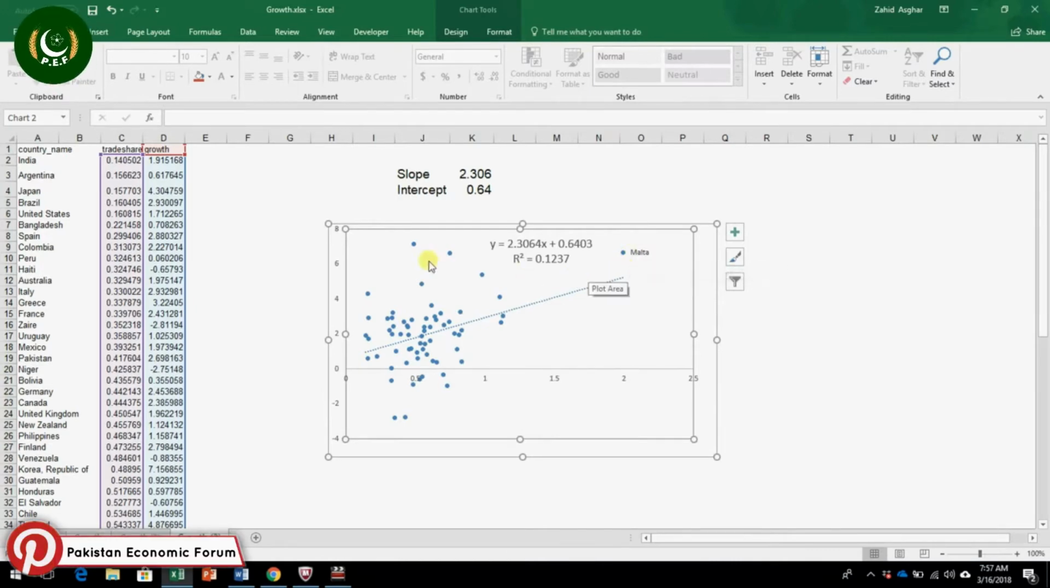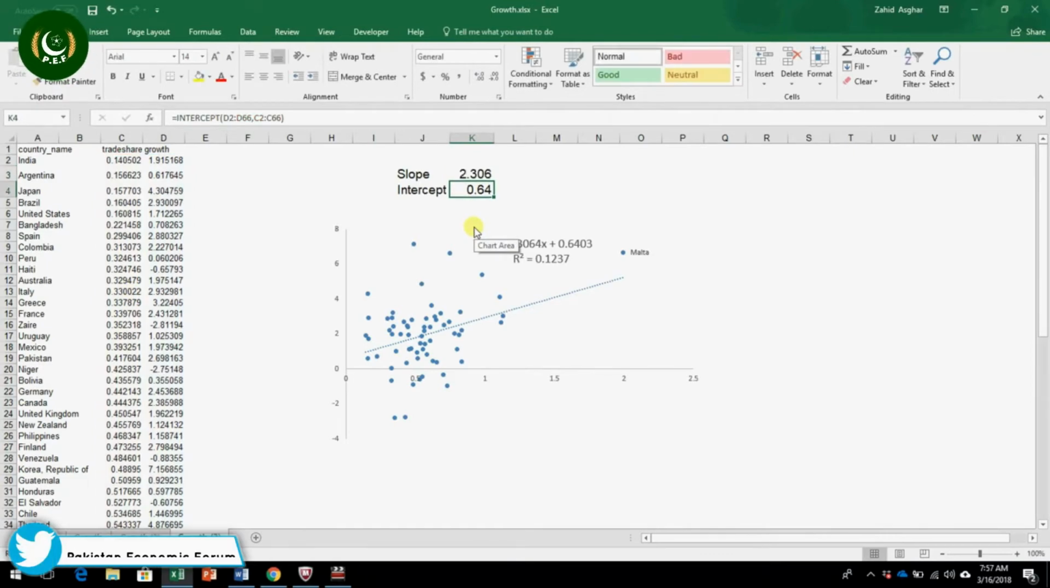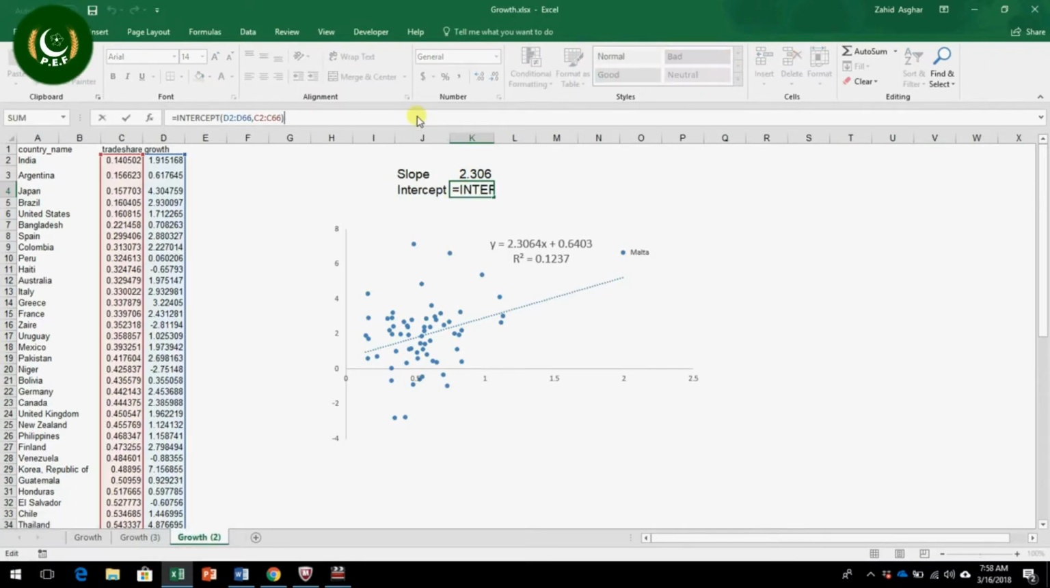Now, when we regress growth on trade share, you see we get a slope equal to 2.306. This means if trade share increases by 1%, GDP growth rate will increase by 2.3%. Similarly, we have an intercept, which is 0.64.